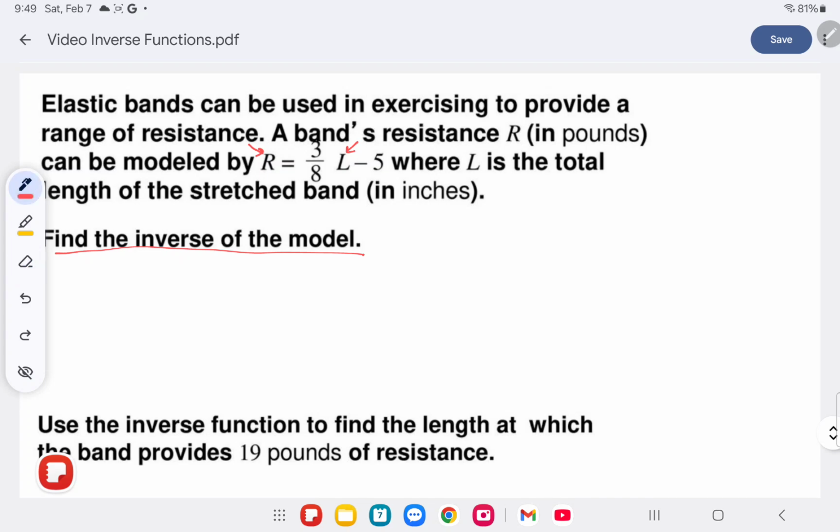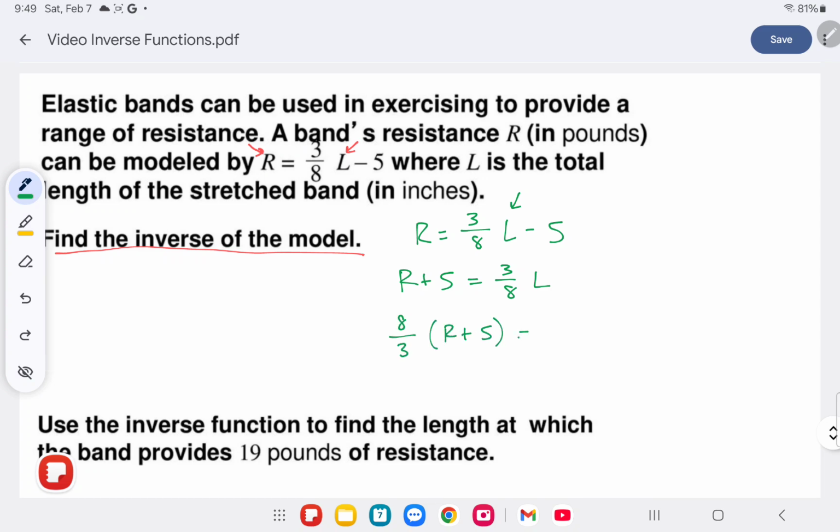All we do is we solve for the variable that is not currently solved for. So right now, R is solved for. R is isolated. So when we're finding the inverse, I'm going to isolate the L instead. So step 1 is to add 5. Step 2 is to multiply both sides by 8/3.